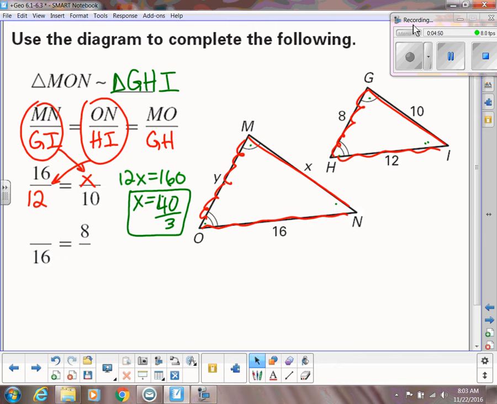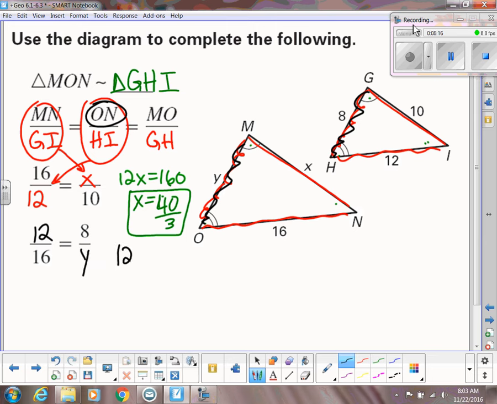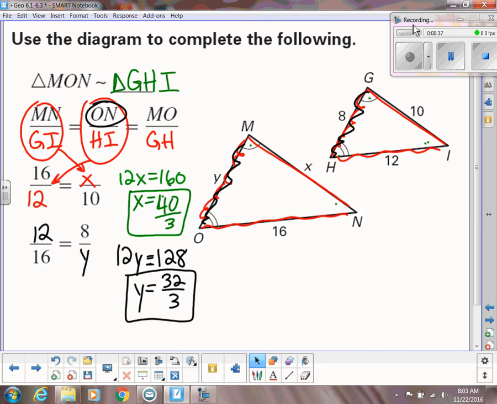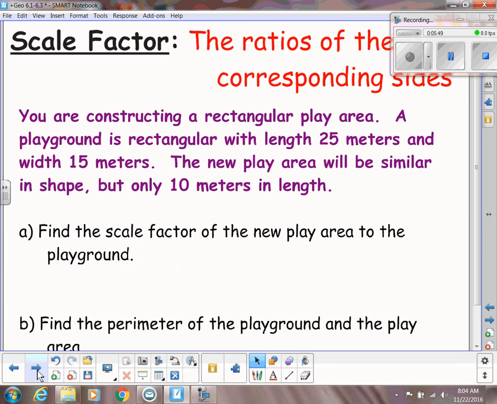All right, so let's do the other one. So here I have 16 in the denominator, that's ON. Okay, so then HI would have to be in the numerator. Remember, we're allowed to do the reciprocal. So then 8, that's the GH, so that would be over our MO, which would be Y. So now if we cross multiply again, we get 12Y equals 128, and then divide by the 12. Again, I'm getting a repeating decimal, so I'm going to leave it as 32/3, and that would be my Y. Keep in mind that with proportions, they typically won't be exactly whole numbers. Very rarely do we get whole numbers, so if you get a fraction or a decimal, that doesn't mean you are doing it incorrectly.